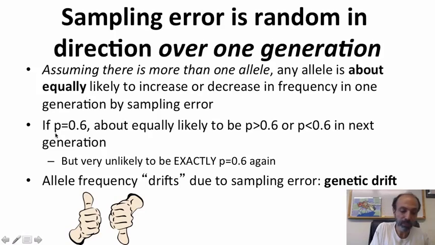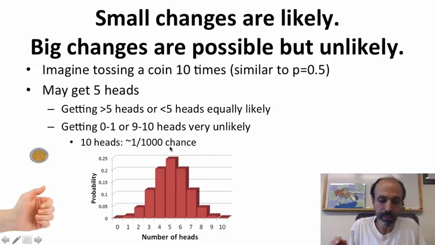So for example, if the allele frequency of big A, assuming there's 2 alleles, big A and little a, is 0.6, you're about equally likely to have frequency above 0.6 or below 0.6 in the next generation. However, it's very unlikely you're going to have exactly 0.6 again, because there is a decent chance you're going to have some non-representation. Even if you're having a very large sample, it might end up being 0.603 or something like that. So allele frequencies tend to drift due to this sampling error, and this is where the term genetic drift came from.